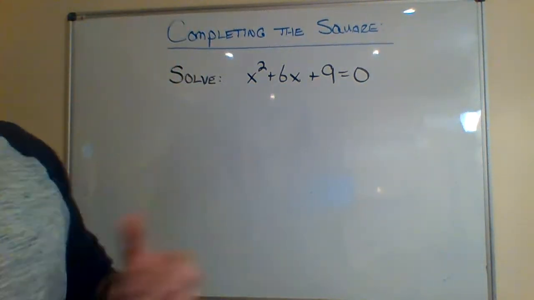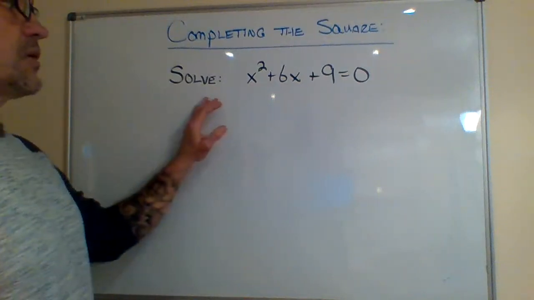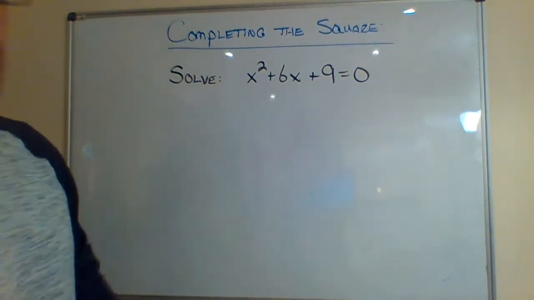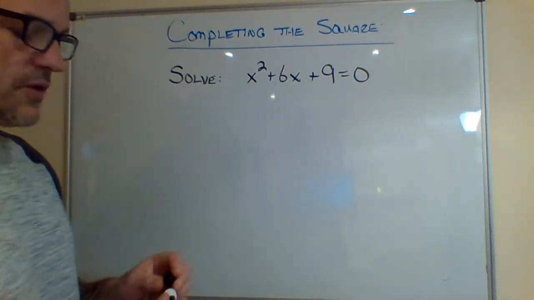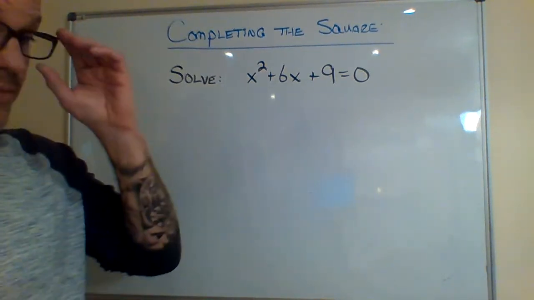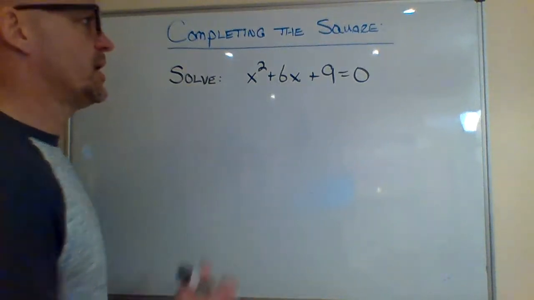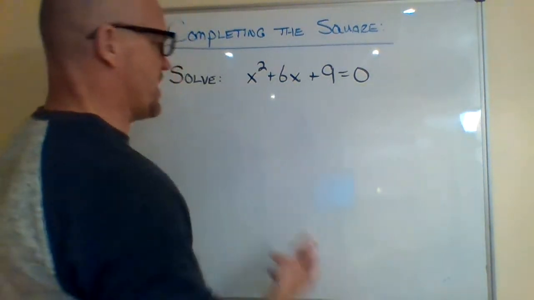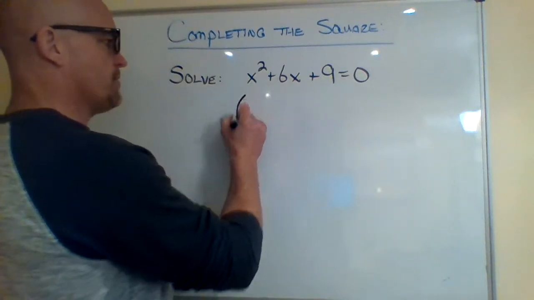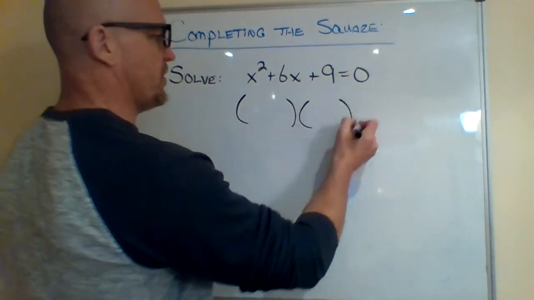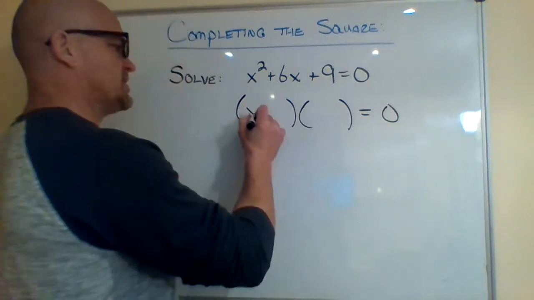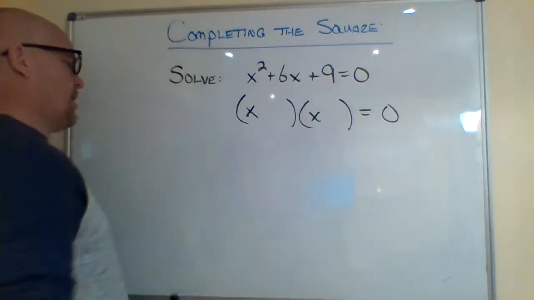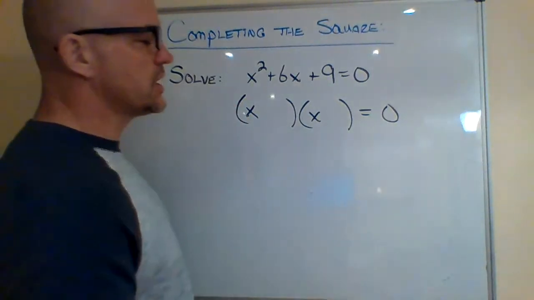So to get you an idea of what's going on, I have a quadratic up here. Solve x squared plus 6x plus 9 equals 0. Since we've learned how to solve by factoring with the zero product property, we would look at this and go, okay, it's set equal to 0. I can factor this. I can use that ZPP. So I'm going to set up my parentheses, realize that x and x work.